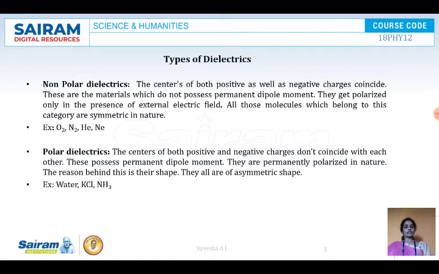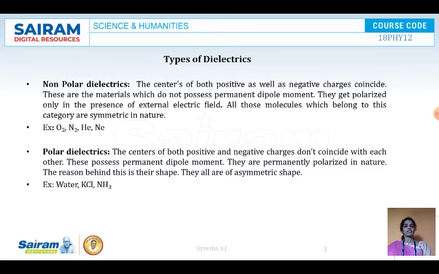What are polar dielectrics? The centers of positive and negative charges don't coincide. In such a case, they are separated by a fixed distance, which leads to a dipole. So there is a dipole moment, and such materials are called polar dielectric materials. These possess a permanent dipole moment. They are permanently polarized in nature. The reason behind this is their shape. They all have an asymmetric shape, that is, not symmetric. Examples: water, KCl and NH3.